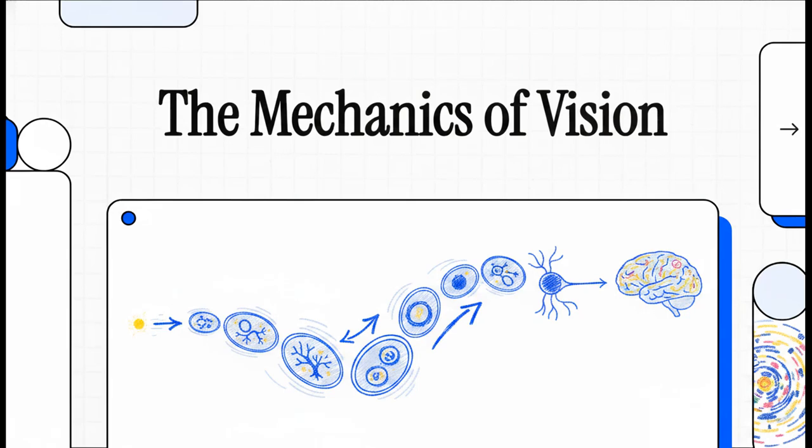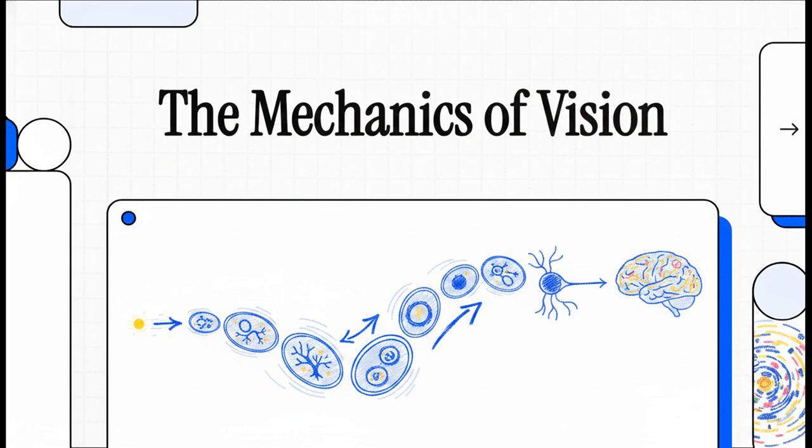Okay, let's dive into this. So, welcome to this explainer. Today, we're focusing on what is honestly one of the most incredible, high-speed biological processes happening inside your body right this very second, the mechanics of human vision. We're going to essentially simulate this amazing microscopic relay race taking place in the back of your eye.